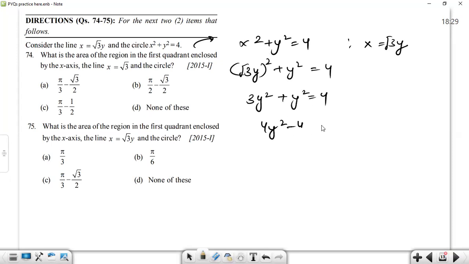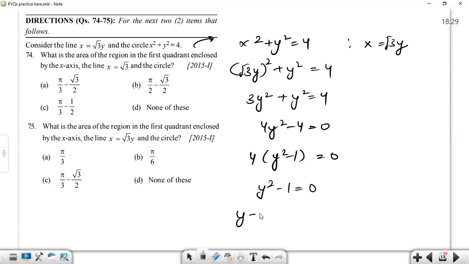4y squared minus 4 equals 0, as you have taken the 4 to the left-hand side. Taking 4 common, y squared minus 1 equals 0. The 4 will vanish when it goes under 0. So y squared minus 1 equals 0.